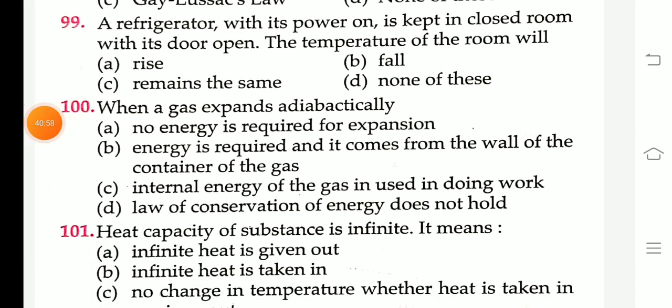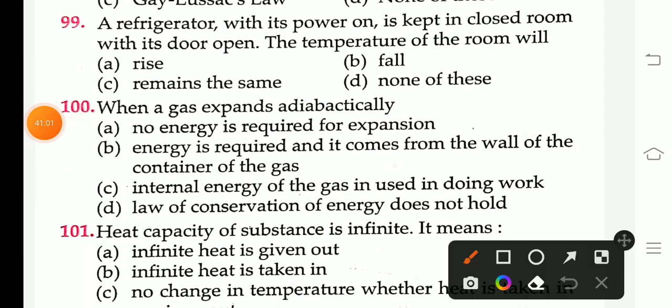Next, a refrigerator with its power on is kept in a closed room with its door open. The temperature of the room will. Right answer will be option A, rise. Next, when a gas expands adiabatically. Right answer will be option C, internal energy of the gas is used in doing work.